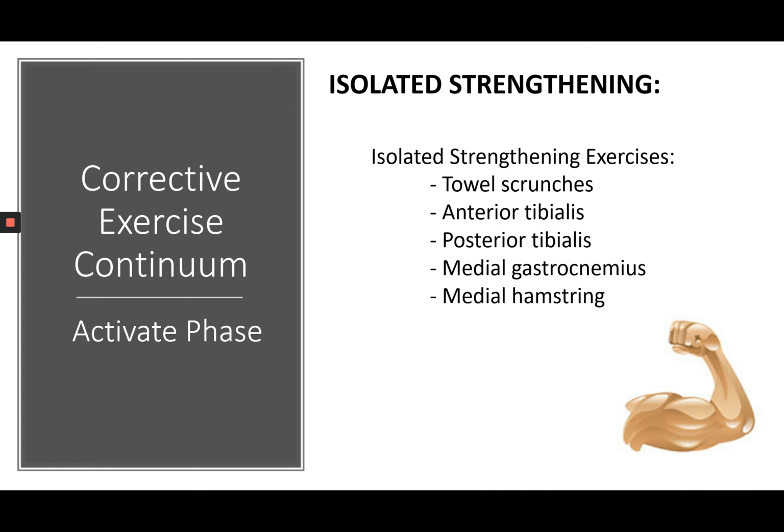The third one is called the activate phase. This step stimulates and re-educates the underactive tissues. So we do this by isolated strengthening or positional isometrics. We want to increase the muscle contraction, activation, and all of that good stuff. We did towel crunches and exercises for the anterior and posterior tibialis, the medial gastrocnemius, and the medial hamstring complex.